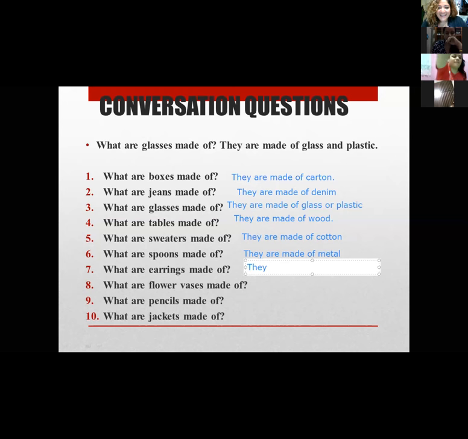Yeah. Okay, number seven. What are earrings made of? They are made of plastic. All the answers are correct. Bravo. Cojamos uno. Gold. They are made of gold. Expensive. Very expensive. Yes, very expensive.